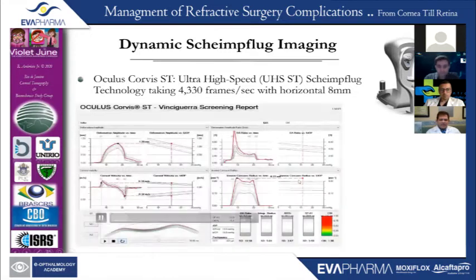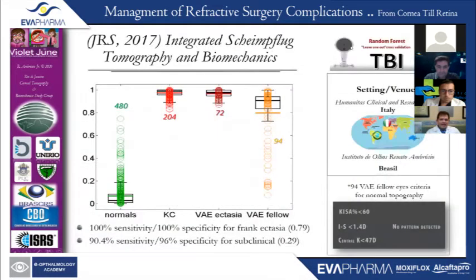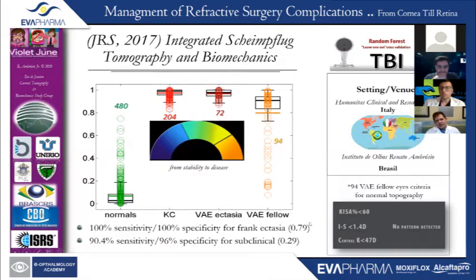And this is objectively analyzed by many parameters like the display from Paolo Vinciguerra and Riccardo Vinciguerra that got the Trautmann Award in 2017. We combine the data with tomography and biomechanics, and we have the TBI, which is an epitome of the ectasia susceptibility. And you see the cutoff values for detecting the clinical ectasia cases and the 94 very asymmetric ectasia cases with normal topography based on very objective criteria.